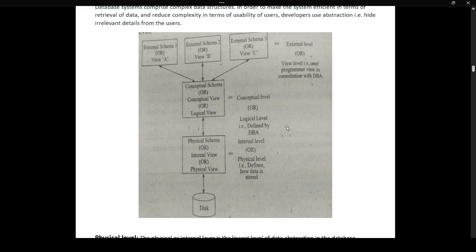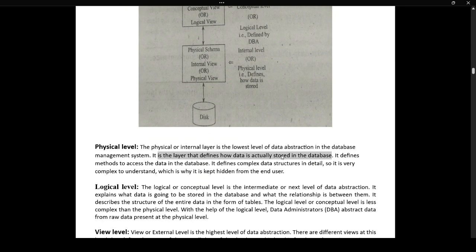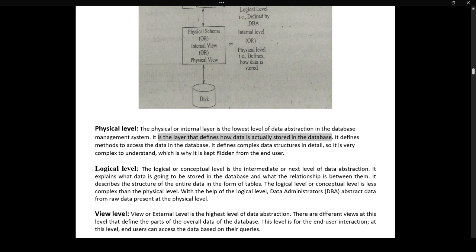So big doubt about you, as we are developers, we need to know about this. But a business person or an investor need not know about these levels, they just use the view level. The physical level is hidden from the user because it has complex data structures in detail. It defines detailed complex data structures. Okay, these three points are the main.